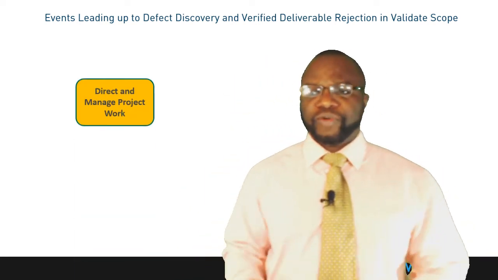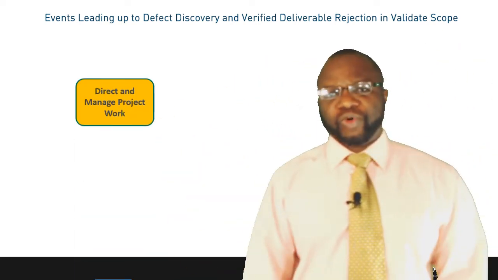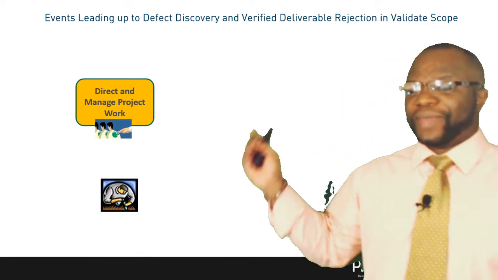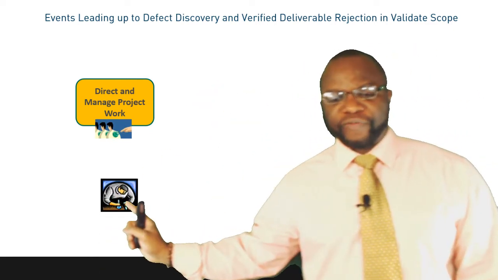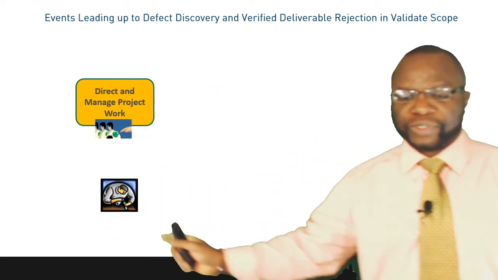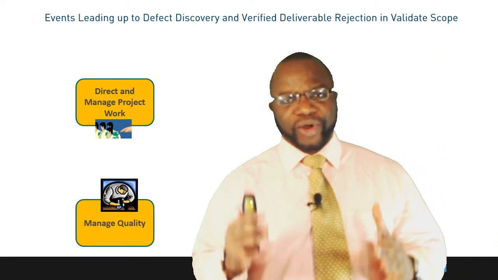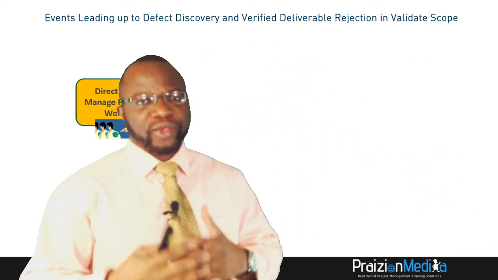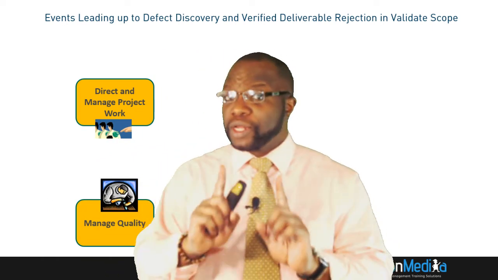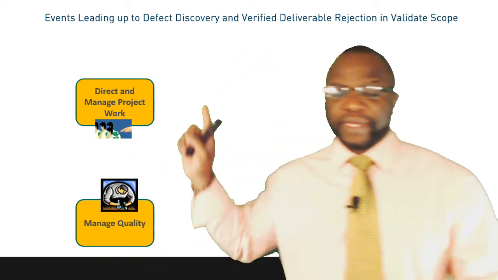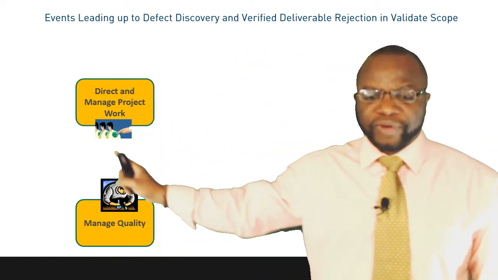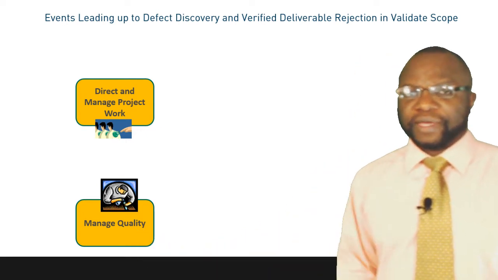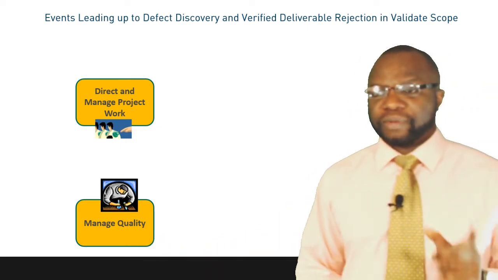So as usual, we start off with direct and manage project work. You guys already know that from here we could get deliverables, but don't forget, as you are creating the deliverables, you should also be checking the process. We call that manage quality. That is where you are checking the process, not the product. The product is not done yet. Remember, this is where the product comes from. This is where we check the process, not the product.